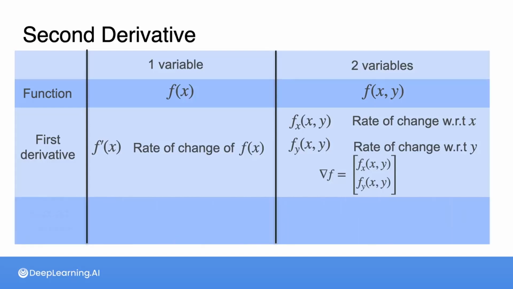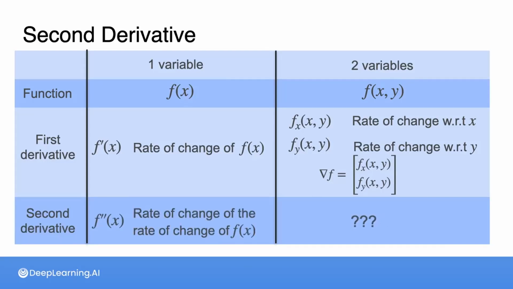Now what happens with the second derivative? Well, you have f double prime of x for the second derivative of one variable, that's the rate of change of the rate of change of f. And for two variables, well, let's see what we're going to have.